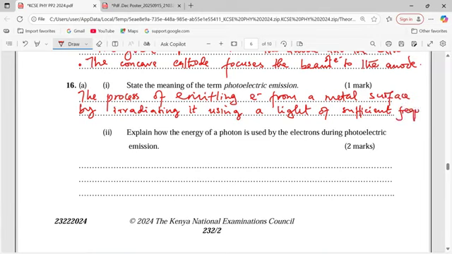Sufficient frequency. You know, it's the frequency that contributes to what? To energy. So sufficient frequency, which in turn leads to sufficient energy.